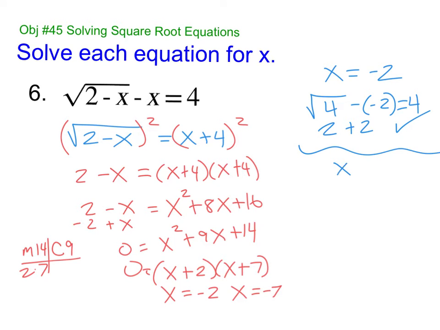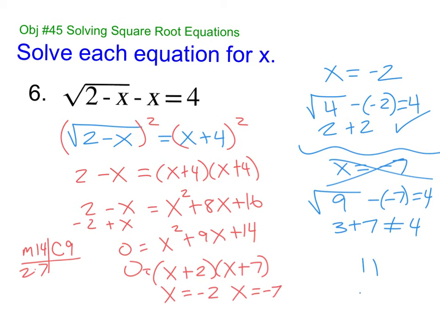Now x equals negative 7. Let's see if this one works. So that is 9. Right? Minus negative 7 equals 4. 3 plus 7 does not equal 4. So this one does not work. Sad face. Negative 7 does not actually work in this case.